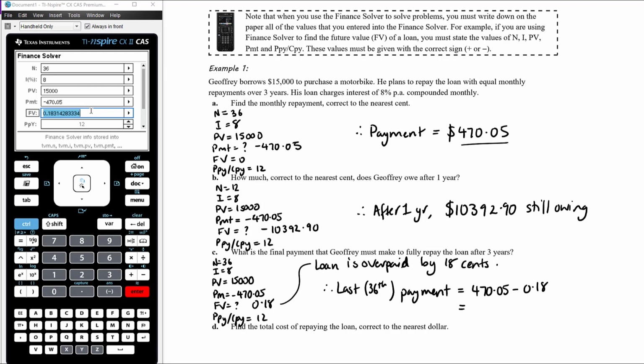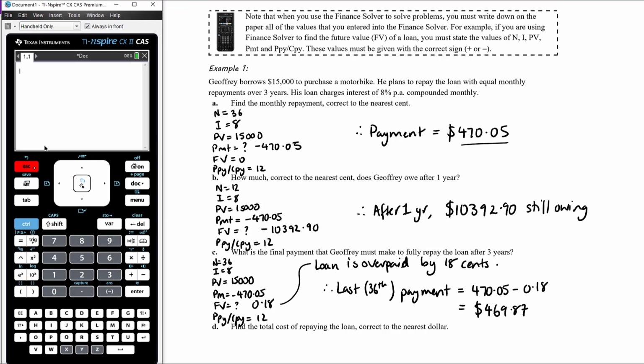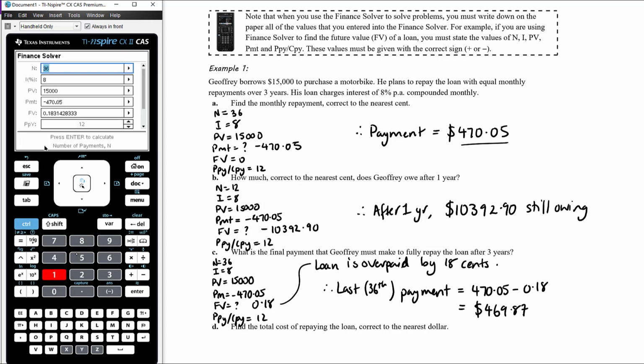So that is going to be, what's that, $469.87, I think. Sorry, let me go back to that, what did I say? $469.87. You can, of course, just press escape to get out of your finance solver to go back to a calculator screen. So you can actually type that in if you need. Let's just check that I'm right. Yes, good.